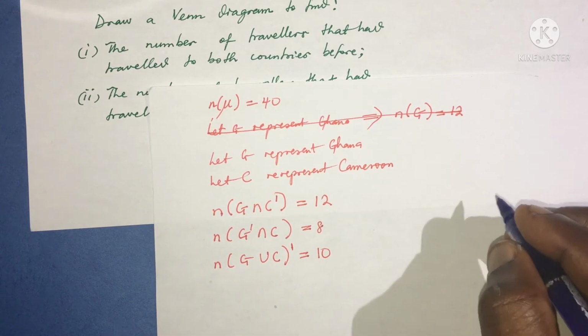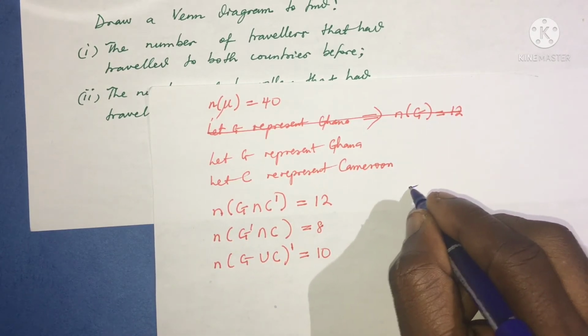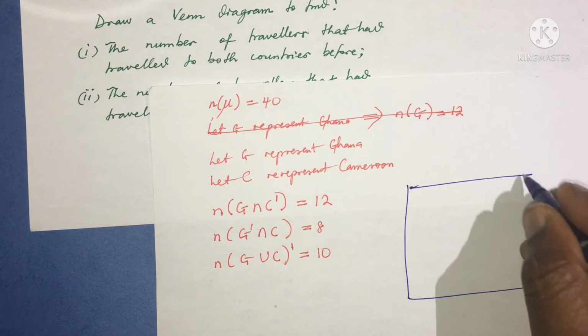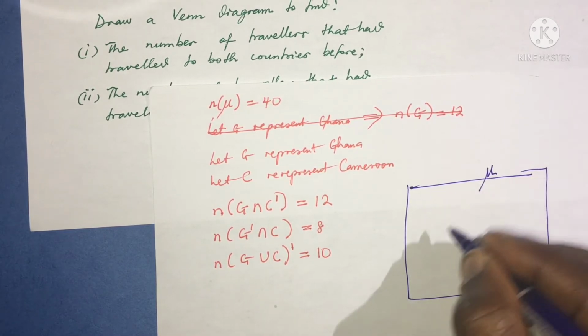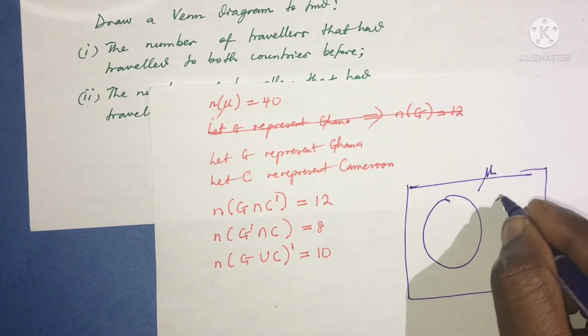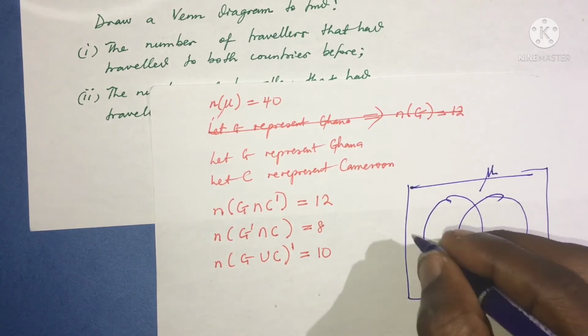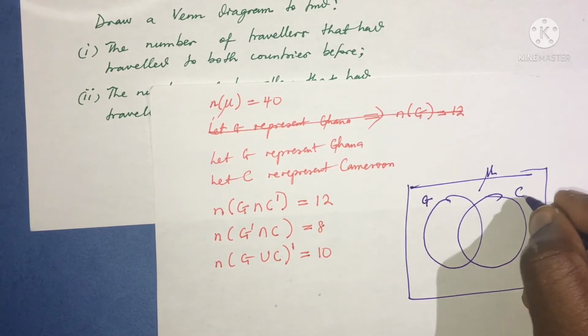Now, the question says, draw a Venn diagram to find, number 1, the number of travelers that have traveled to both countries before. So I'm going to draw a Venn diagram here. This is the universal set. Then I'm going to put my oval shapes or circles to represent G and C.